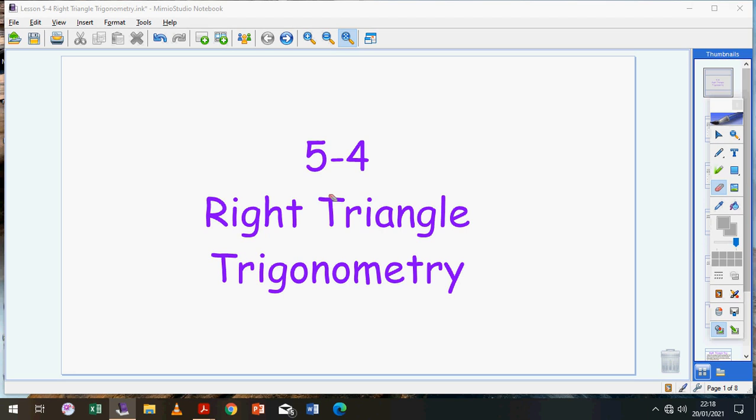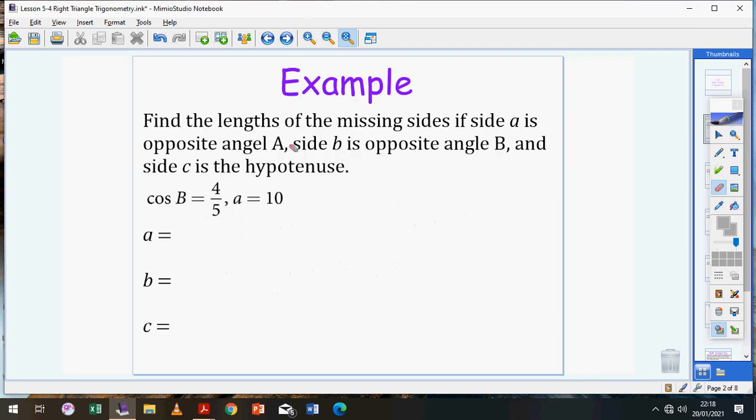Hey guys, so this is our last lesson in this unit, and it's right angle trigonometry. So we'll just be looking at right triangle trigonometry, and how to solve for different sides in right triangles using some of the knowledge that we've seen from the common triangles, the 45-degree triangle and the 30-degree triangle.